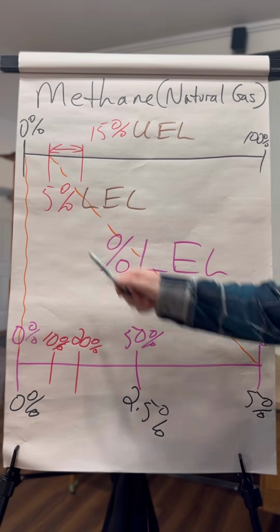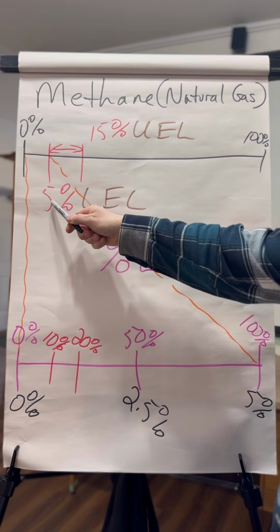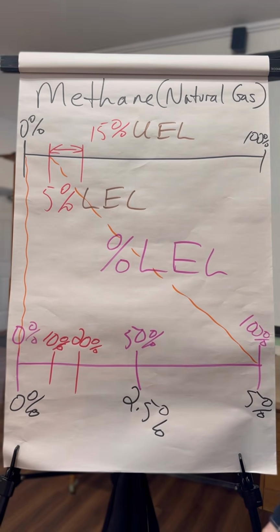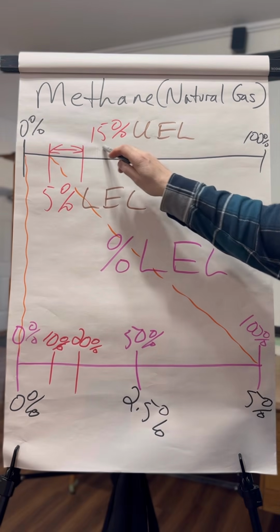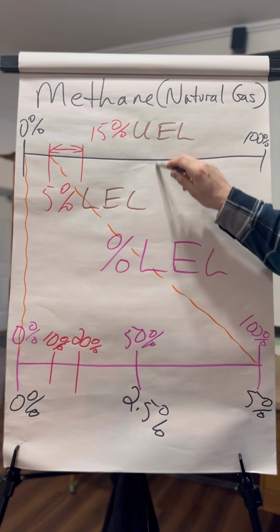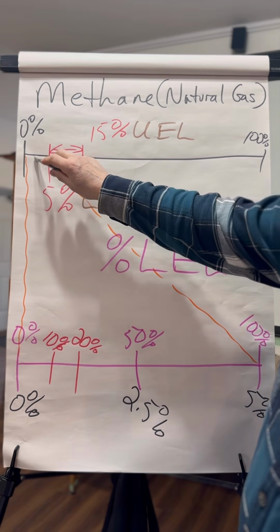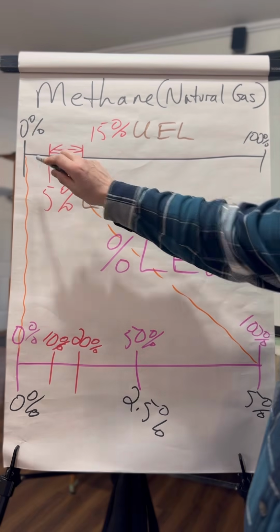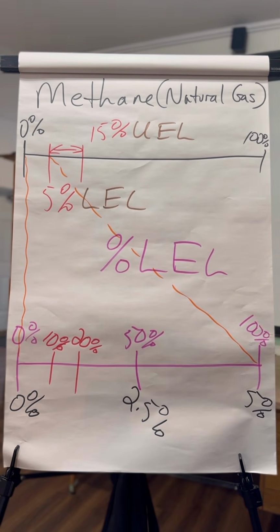If I have methane in the air in a concentration below 5%, it will not burn. If I have methane in the air in a concentration above 15%, it will not burn. Too lean over here, too rich over here. Not enough fuel, not enough oxygen.